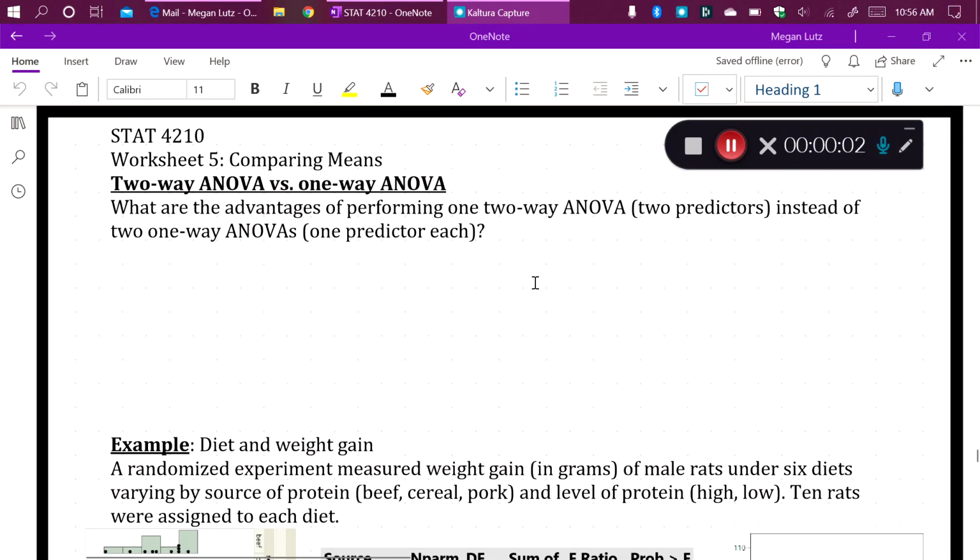This video is going to compare two-way versus one-way ANOVA and then start with a new example using the protein data from ELC.